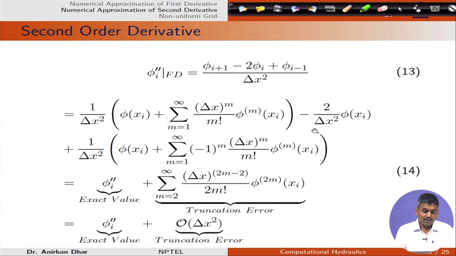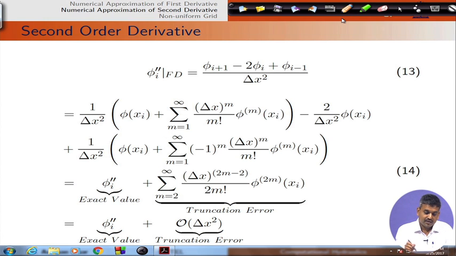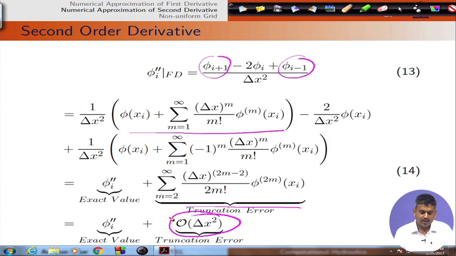So, now if we check the order of accuracy or truncation error for this second order derivative, then we can see that with this Taylor series expansion for phi I plus 1, phi I minus 1, we are getting this truncation error, and this is the order of accuracy for the second order discretization.